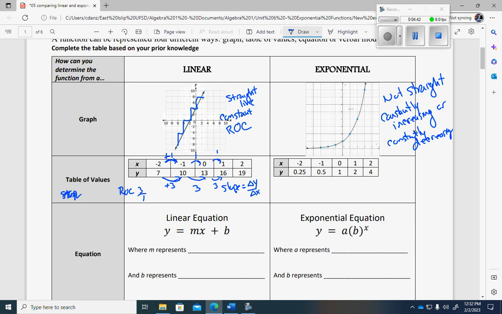This doesn't have a constant rate of change, right? This is going up 0.25 over 1, then it's going up 0.5 over 1, then it's going up 1 over 1, up 2 over 1. It doesn't have a constant rate of change, but it does have something else. It has a multiplying factor.